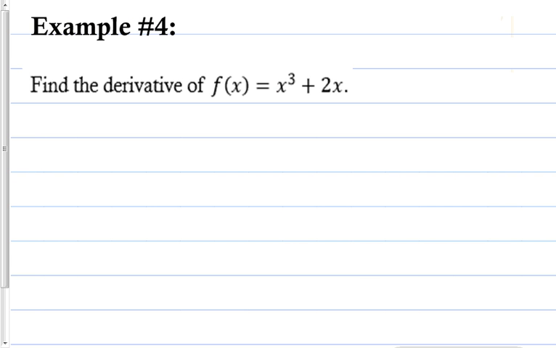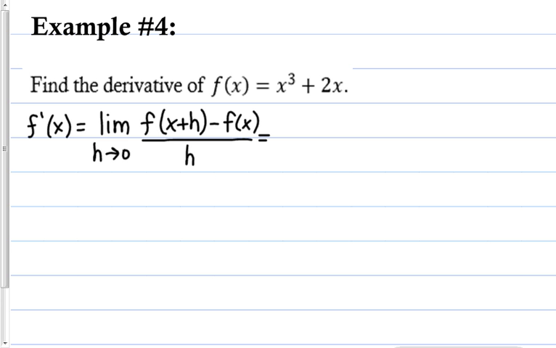Okay, example 4, find the derivative. So they're flat out telling us find the derivative, which means slope, of f of x equals x cubed plus 2x. I'm going to use the formal definition. So I'm going to pause and write some stuff down so you can see. Now, I have an f of x. What I need to figure out is what is f of x plus h. So I'm going to write that on top so that you can see.